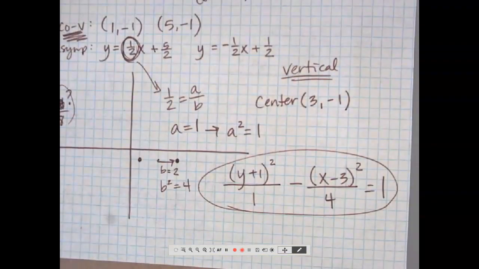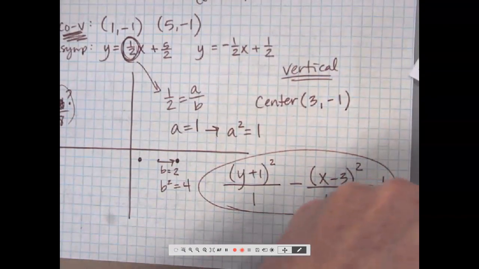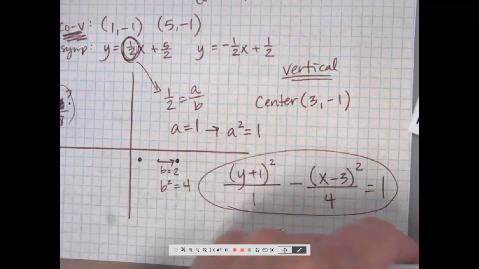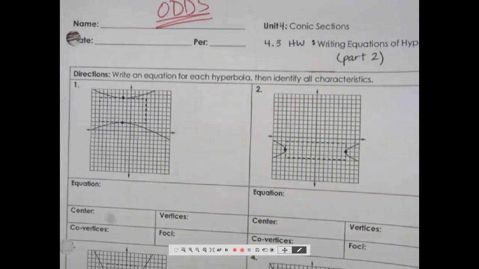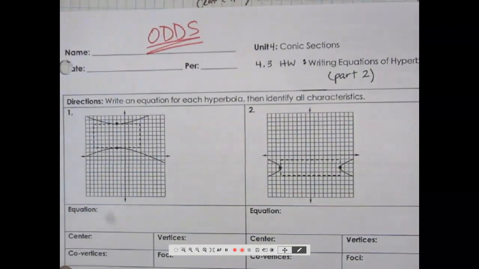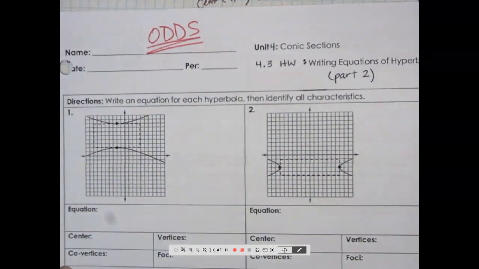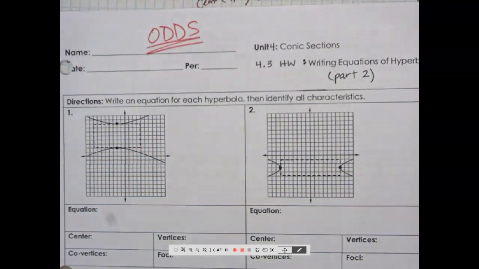Any other questions? Okay, I will come around with your homework. You guys have a good bit of time to work on this, which makes me happy because I know there's a lot of people working on floats and things tonight. We're an odd bunch, so we're going to do odds today. Yes, on the desk.